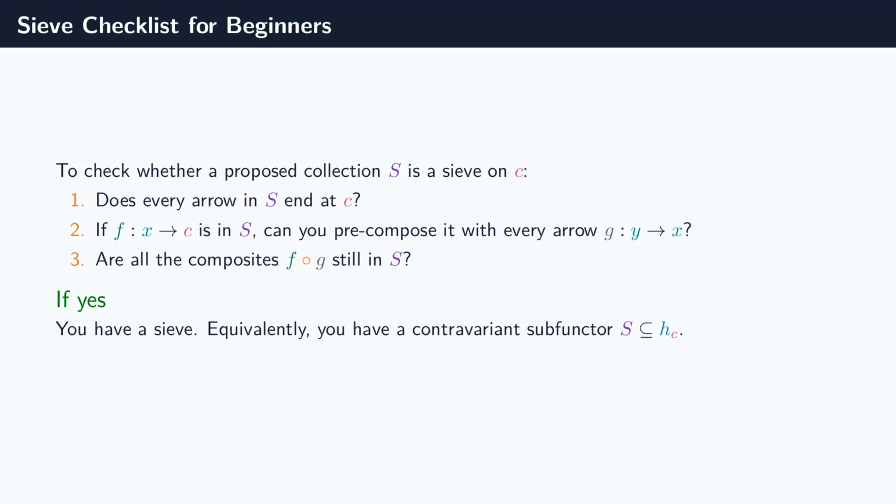Here is a practical checklist. To test whether a collection S is a sieve on C, ask 3 questions. First, does every arrow in S end at C? Second, if an arrow F into C is in S, can we precompose it with every arrow that lands in its domain? Third, are all those composites still in S? If the answer is yes, you have a sieve, and equivalently a contravariant subfunctor of H sub C.